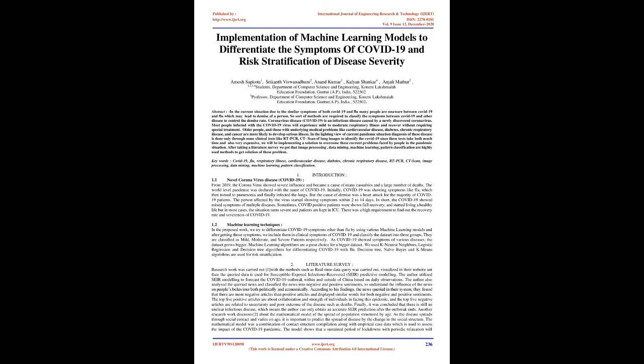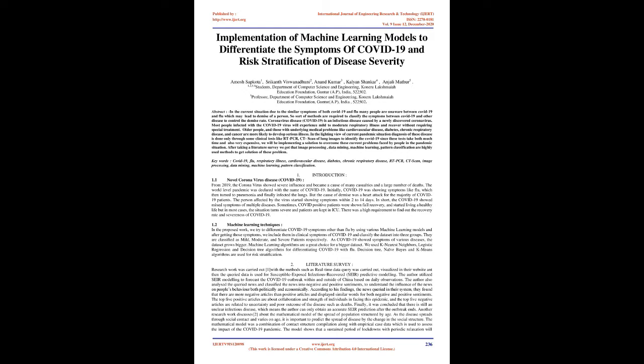Sometimes, COVID-positive patients showed full recovery and started living a healthy life, but in most cases, the situation turned severe and patients were kept in ICU. There was a high requirement to find out the recovery rate and severity of COVID-19. 1.2 Machine learning techniques. In the proposed work, we try to differentiate COVID-19 symptoms from flu by using various machine learning models, and after getting those symptoms, we include them in clinical symptoms of COVID-19 and classify the dataset into 3 groups. They are classified as mild, moderate, and severe patients respectively.